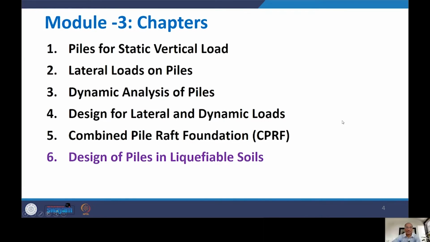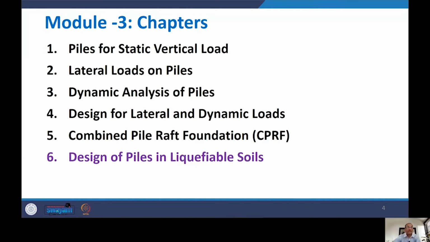As you may be aware, this is a very important topic, because when the piles are passing through the liquefiable soils, then its design is really complicated and difficult. So today's lecture is in that direction: suppose your soil is not normal soil, and some of the soil layers can liquefy, how will you deal with that? That we are going to discuss in today's lecture.